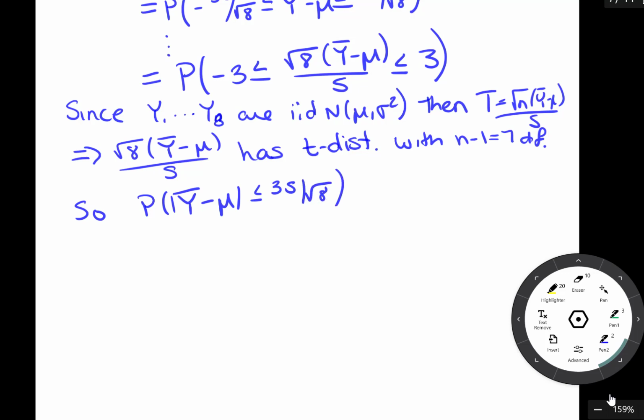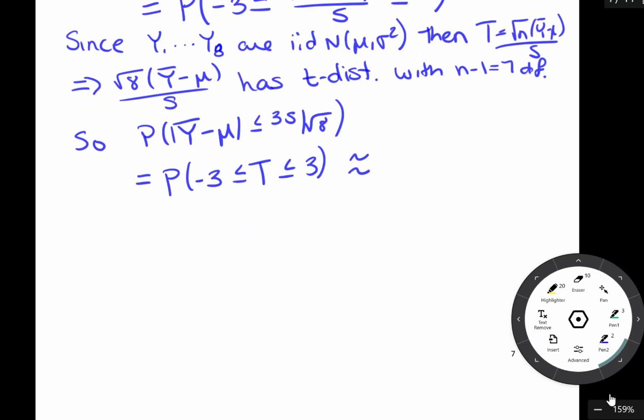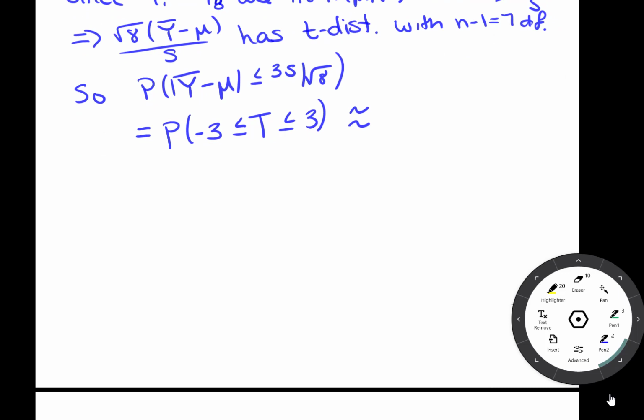We manipulated this to something that we know the distribution of, and we found that that was equal to the probability that t was between 3 and -3. Well, again, we could use R to help us out here and to find this probability. So the idea is, if we were to look at a t distribution with 7 degrees of freedom centered at 0, and looked at the area in between 3 and -3, and again, you would use R to help you do this, you find out that's approximately equal to 0.98.